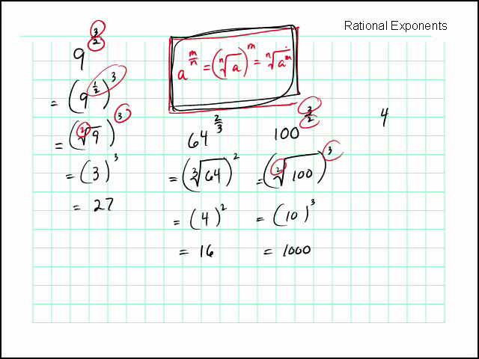4 to the 5/2. Okay, according to our rule, this is the same as the square root of 4 raised to the 5th power. The square root of 4 is 2. Raised to the 5th power is 32.